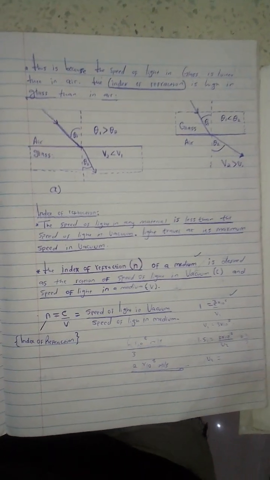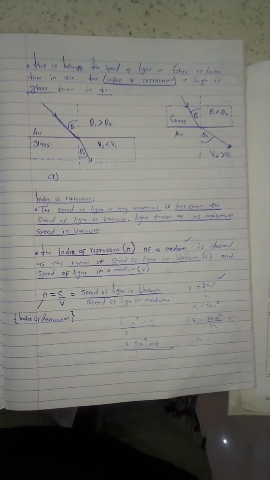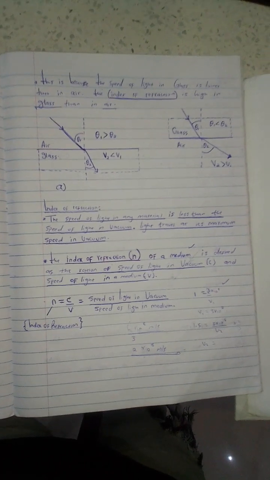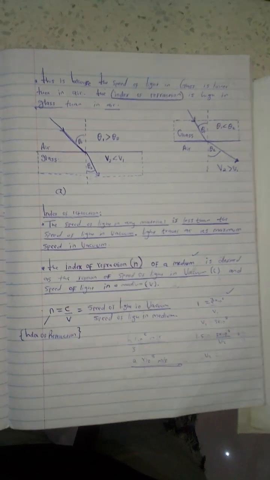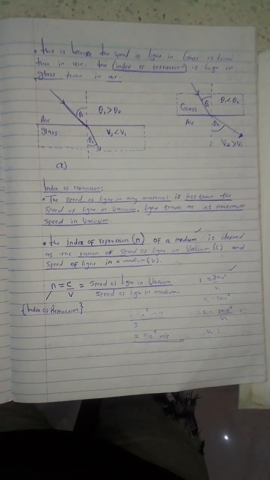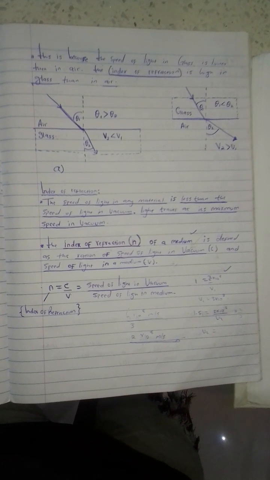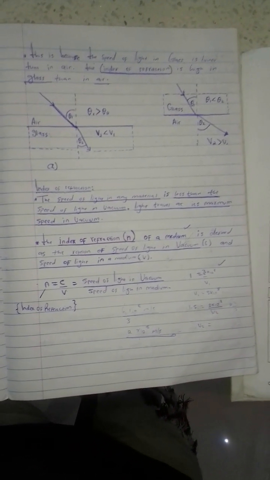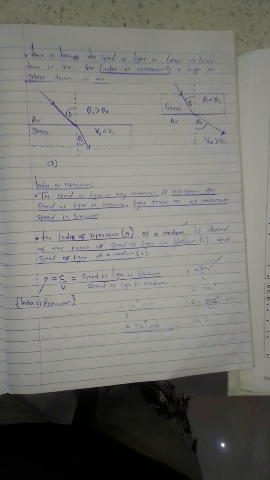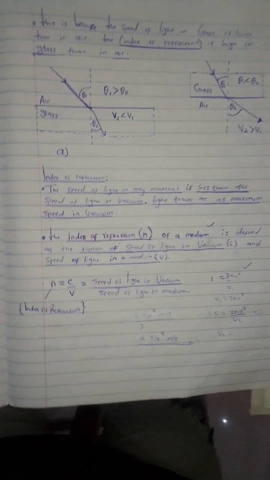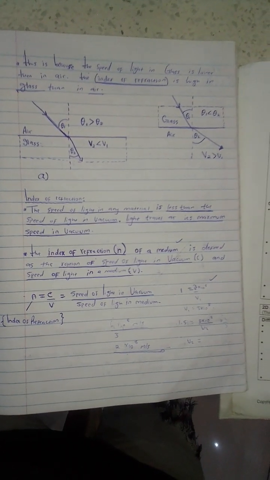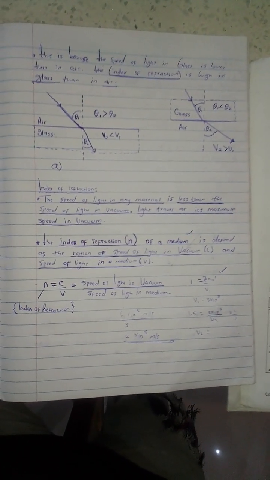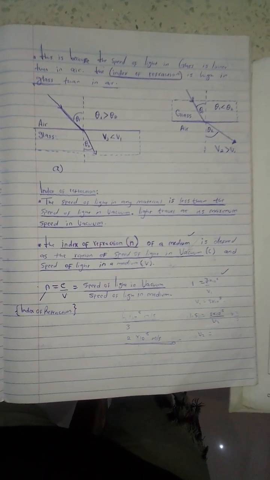Here we have the following diagrams, which show us the relationship between the speed, the wavelength, and the frequency. On the first diagram, we have the incident ray and the refracted ray, whereby they show us that θ1 is greater than θ2, and V2, the speed of light in the second medium, is less than the speed of light in the first medium.